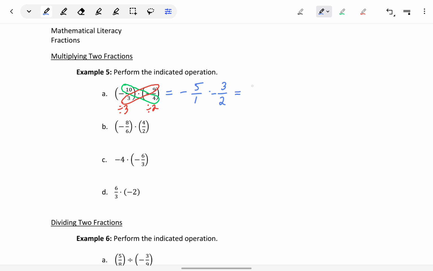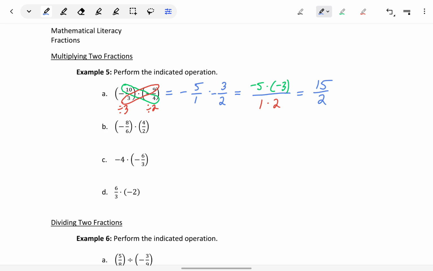Now we multiply straight across, meaning the numerator will be -5 times -3 all over the denominator, which is 1 times 2. So we get 15 halves. Again, we could have started off by just multiplying straight across, but then we would have ended up with a larger fraction and we would have had to reduce. In this case, taking care of those cancellations first just helps us do those cancellations with smaller values.